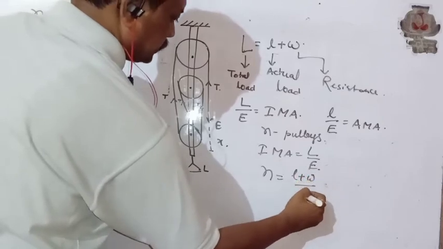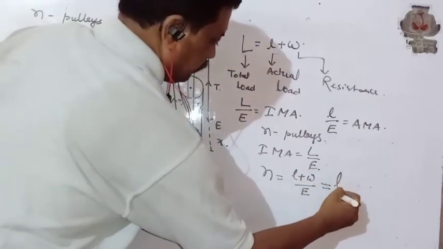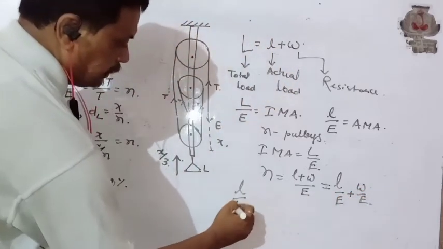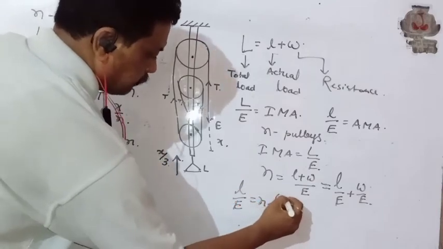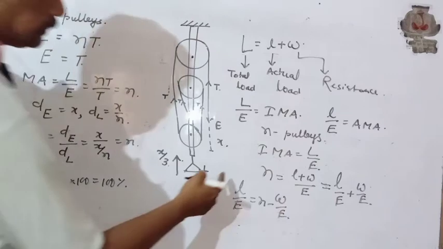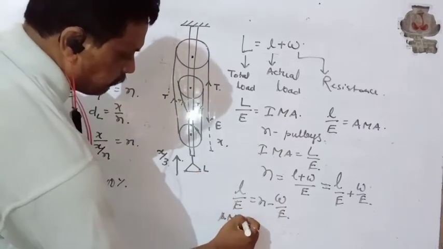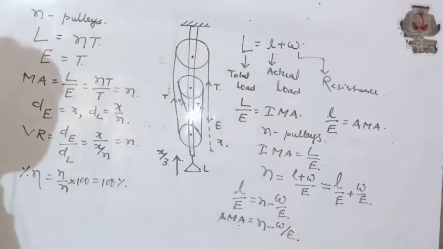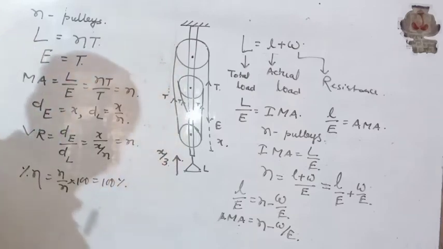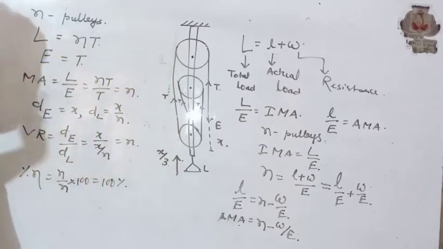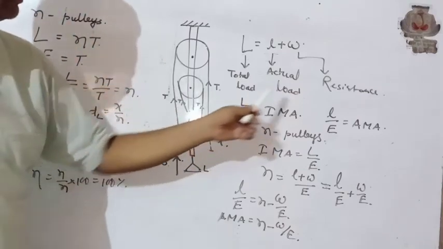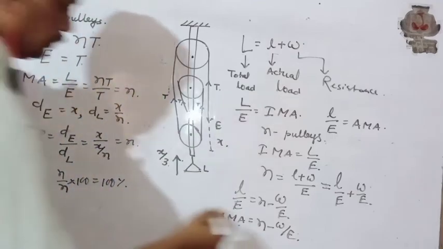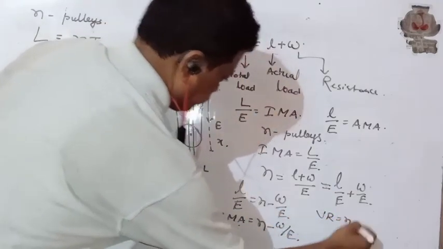What is the effort? That is E. So this can be written as L by E plus W by E. So what is L by E? That is N minus W by E. So this L by E is the actual mechanical advantage, which is N minus W by E, less than N. So we can say actual mechanical advantage is less than N. But what is the velocity ratio? The velocity ratio is N. It does not depend on the resistance which we have to overcome along with the actual load. So the velocity ratio is equal to N.